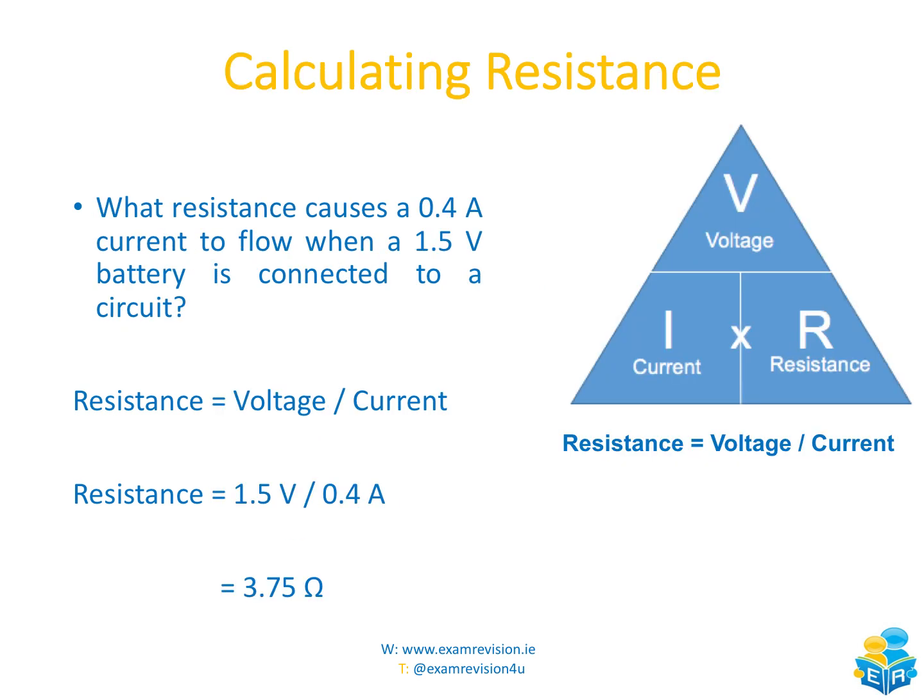So we're going to calculate resistance now. To calculate resistance, we're going to cover resistance up in our very important relationship, and we're left with voltage divided by current. So what resistance causes a 0.4 amp current to flow when a 1.5 volt battery is connected to a circuit? Well, first thing we do, we write down how we calculate resistance. From the triangle over here, it's voltage divided by current. We were told the voltage was 1.5 volts. We were told the current was 0.4 amps. Divide 1.5 by 0.4, and you get 3.75, not forgetting our unit for resistance is ohms. Use the omega symbol.